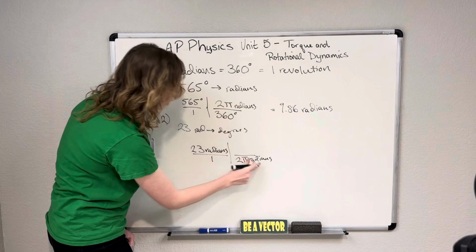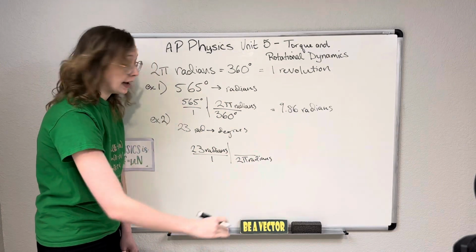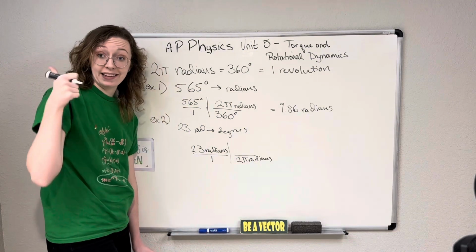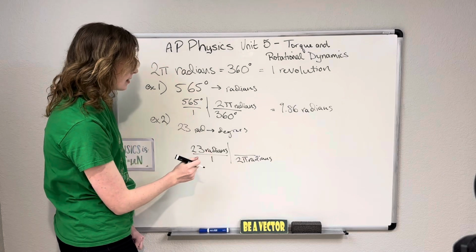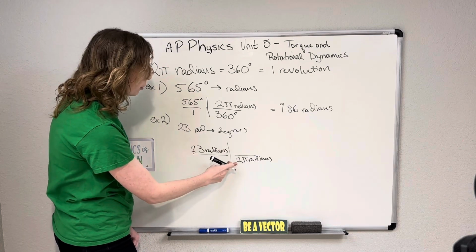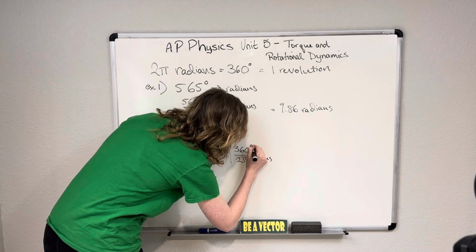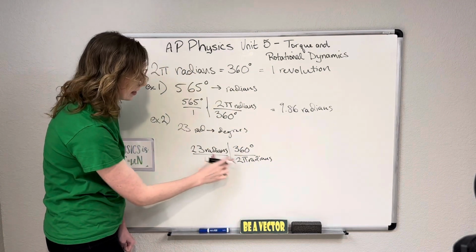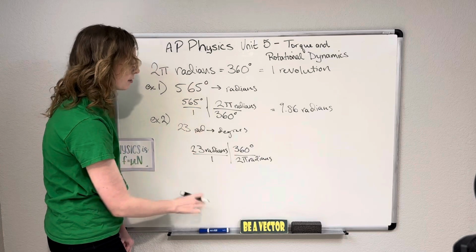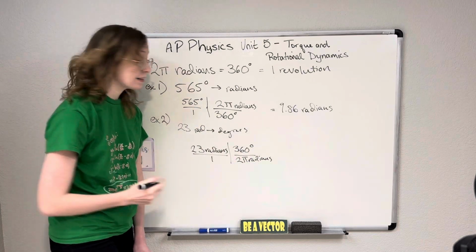Now I have radians divided by radians. Those units cancel out. I no longer have units of radians. That's good. And I need to multiply it by something to convert me to degrees. Well, 2 pi radians is the same as 360 degrees. So if I put that up top, I'll have radians divided by radians and multiplied by degrees. I'm left with units of degrees.